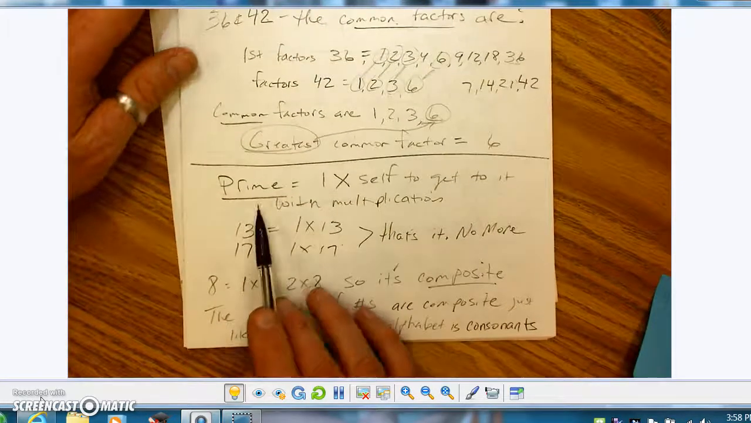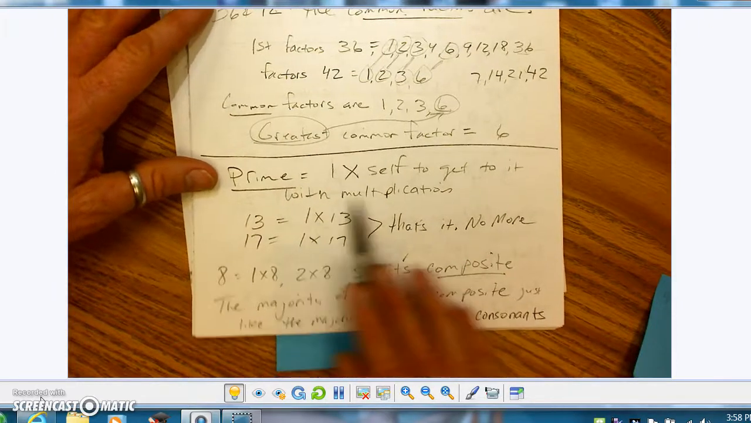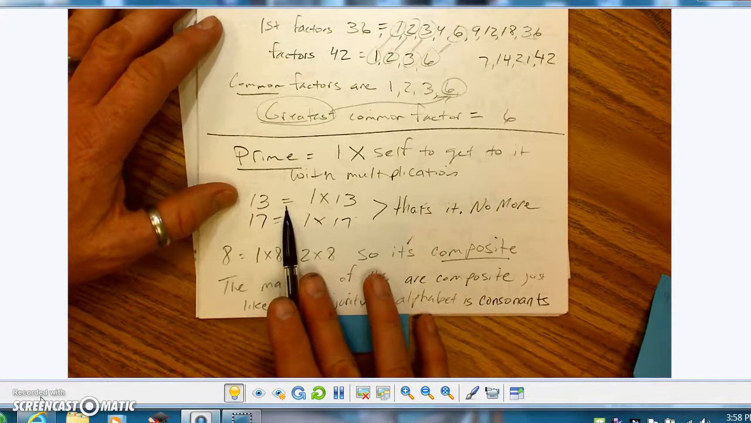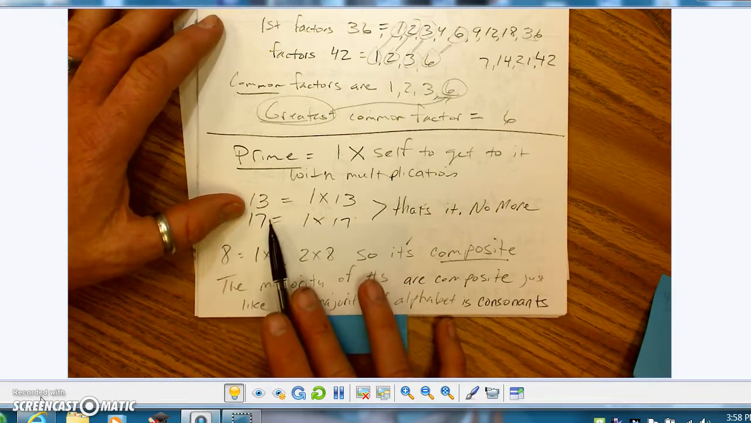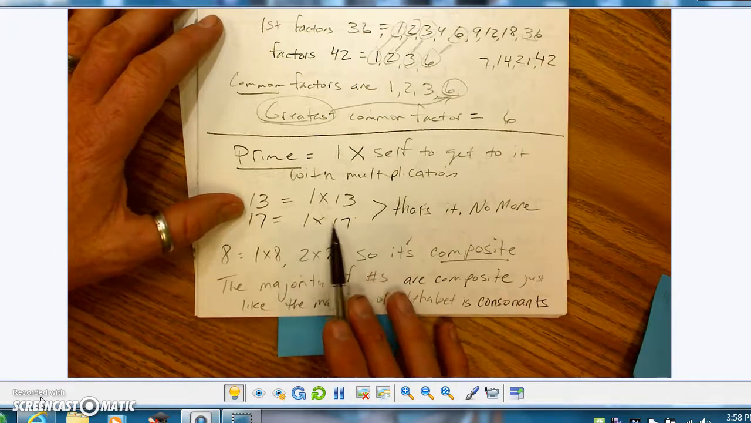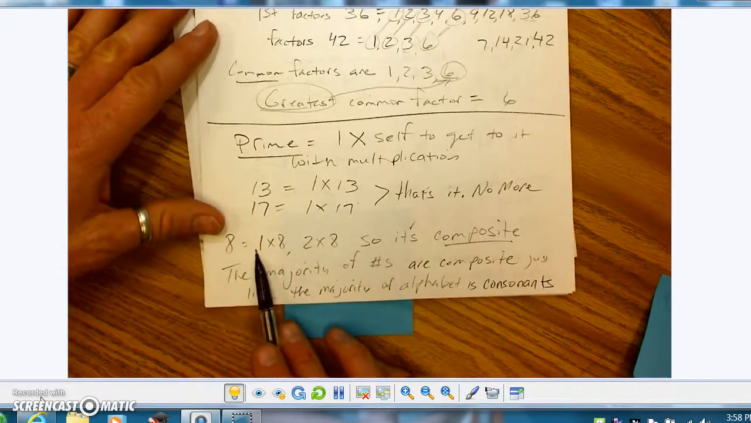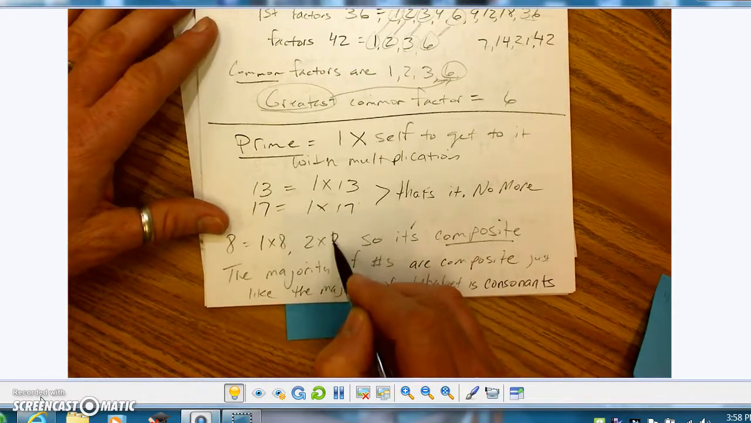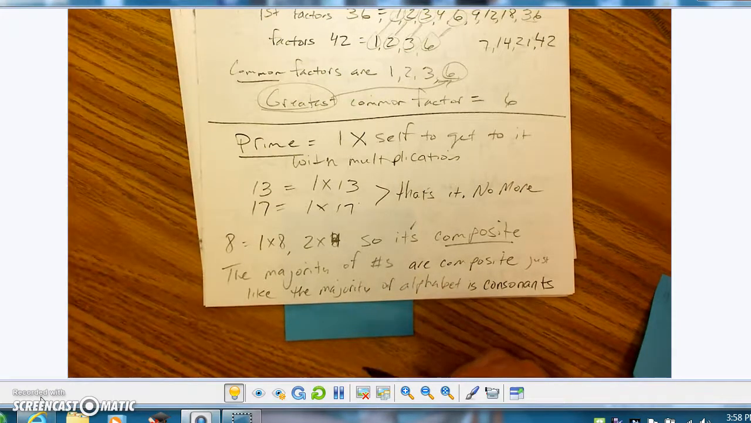All right, what about prime numbers? A prime number is anything where only 1 times itself gets you to it with multiplication. Example, 1 times 13 gets you 13. That's it. There's no more. You can't get there another way, so it's prime. What about 17? 17 is 1 times 17. That's it. What about 8? 1 times 8 or 2 times 4. So you can get there another way, and that ends up making it composite.